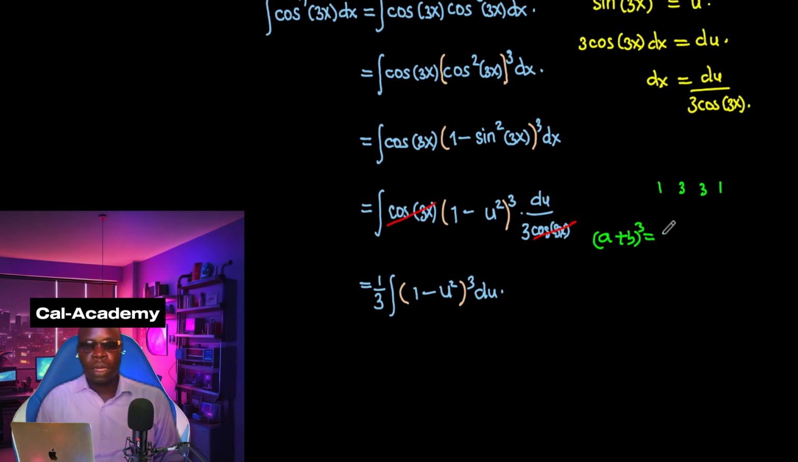So I'll have 1, a to the power of 3, plus the second 3, a, the power is 2, and b comes in, plus 3, a, the power has come to 1, then b has increased from 1 to 2, plus the next 1, and b has risen to 3. So using this technique, we can also expand what we have here.